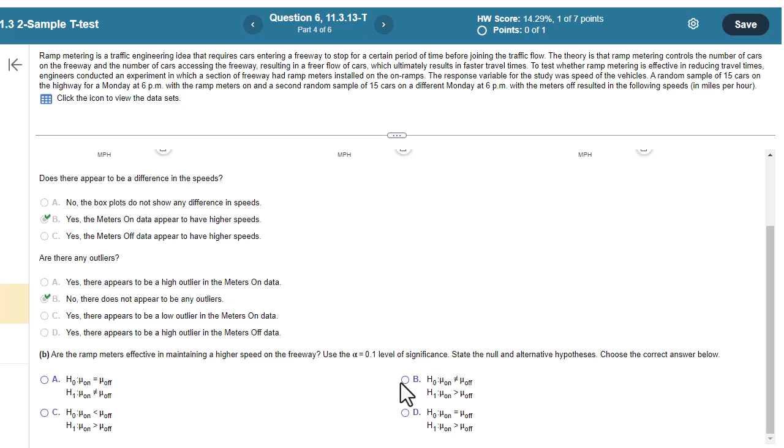So we're saying that the on is greater than the off, and then we have an equality. So we know it's not B or C, and it's not A because this says not equal to. So D, because on greater than off. There we go.